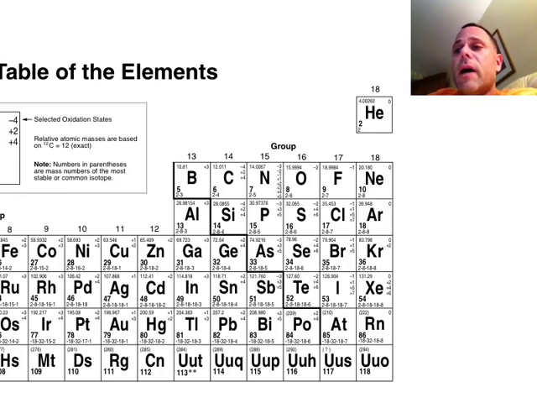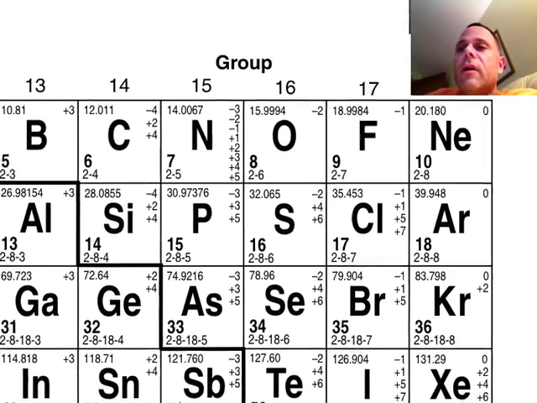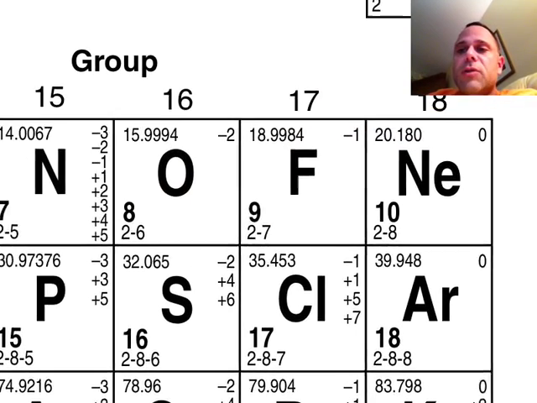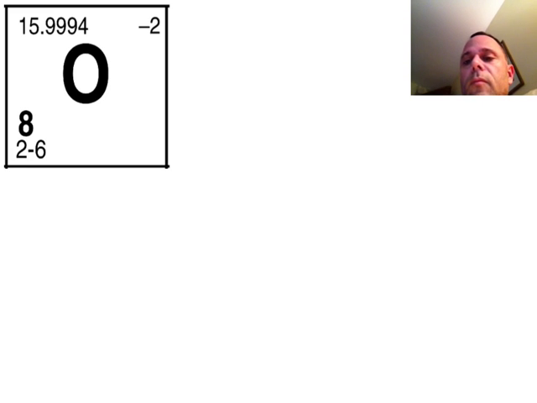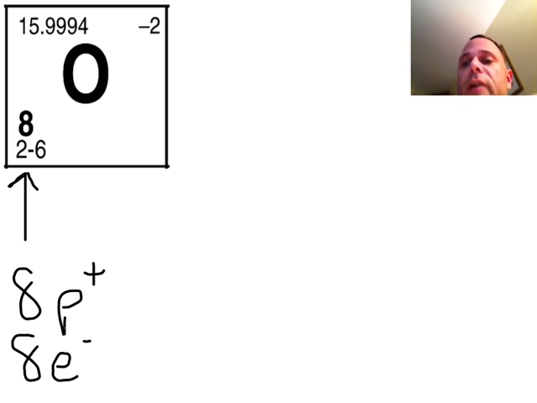So here we have the periodic table, and in the upper right-hand corner we have our nonmetals. Let's zoom in on one, and let's take an example of oxygen. That's a very common one. Oxygen is right here, and oxygen has an electron configuration of 2-6. It has 8 protons. Let's go to the next slide and look deeper at that. Okay, again, here's oxygen. Its electron configuration is 2-6. It has 8 protons and 8 total electrons.